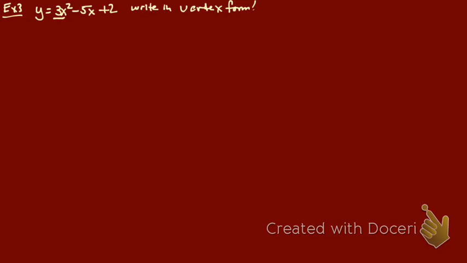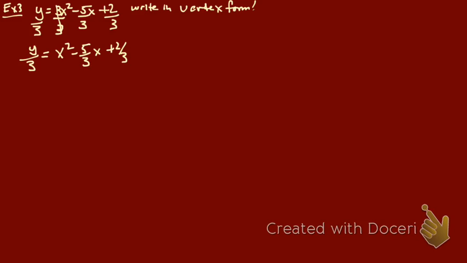So what I need to do is make it nice by dividing everything by 3. And I made this example lots of fun. As you can see, none of this simplifies very nicely. So on the left, I have y over 3 equals, 3's cancel, and I get just x squared minus 5/3 x plus 2/3.